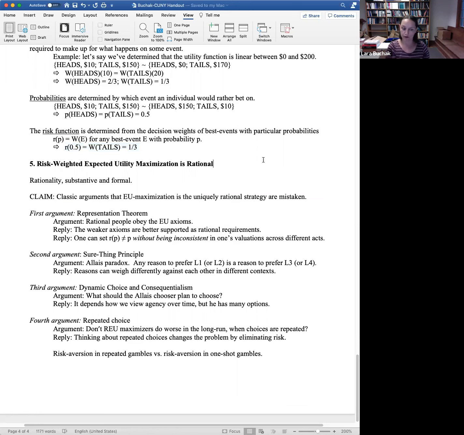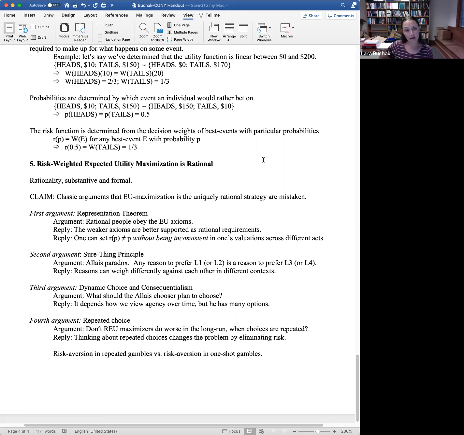I've been so far describing the theory. I've been claiming that anyone who obeys this theory is rational. That means I have a wider definition of rationality than the standard theory because I say, for example, someone with the Allais preferences, that person is rational, but the standard theory is going to say they're irrational.